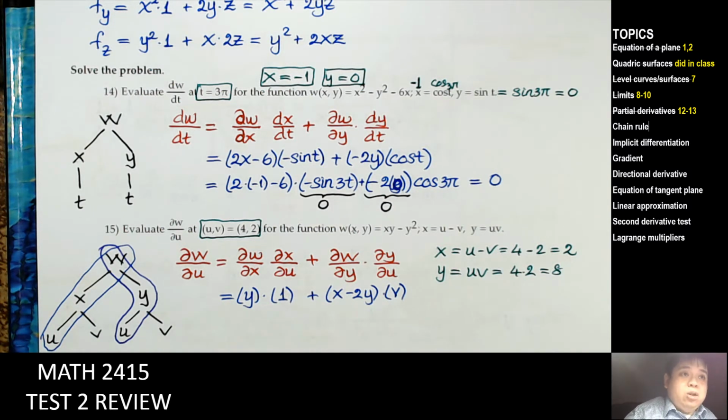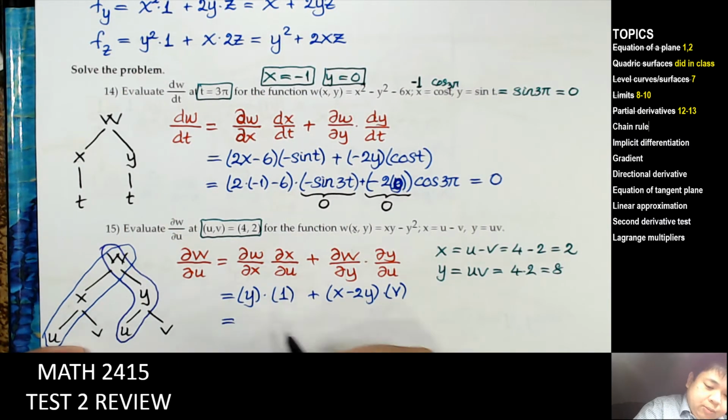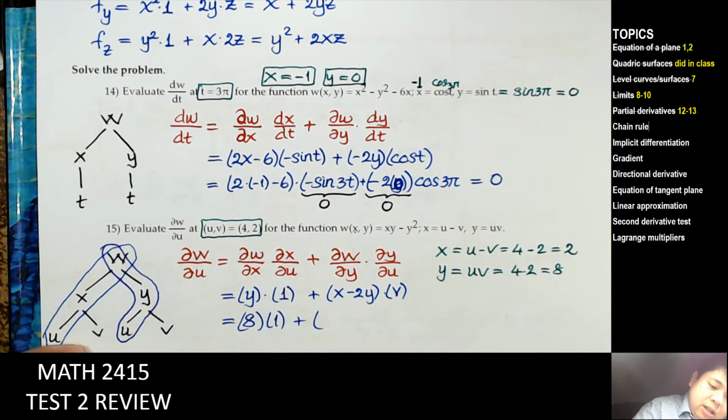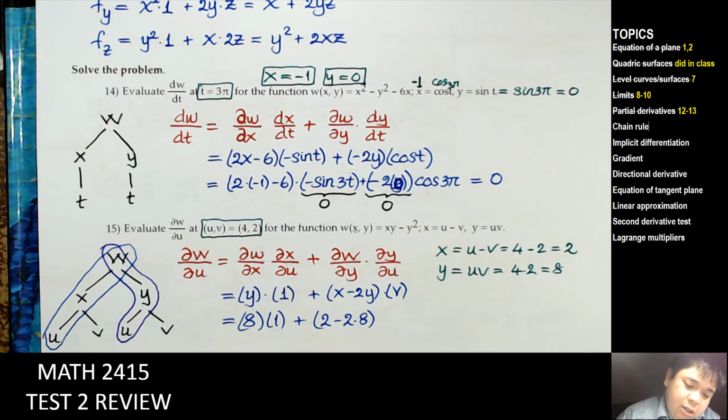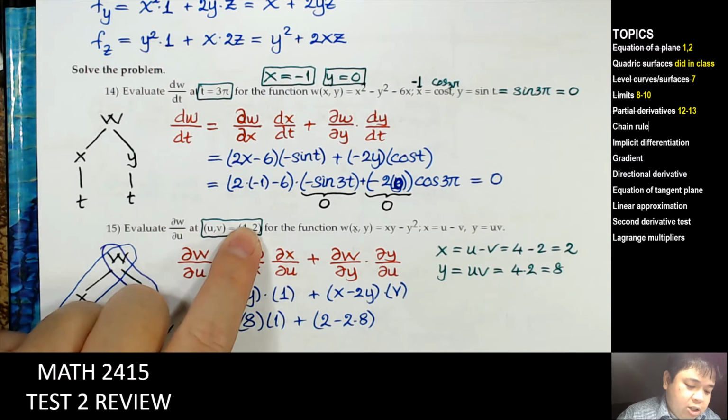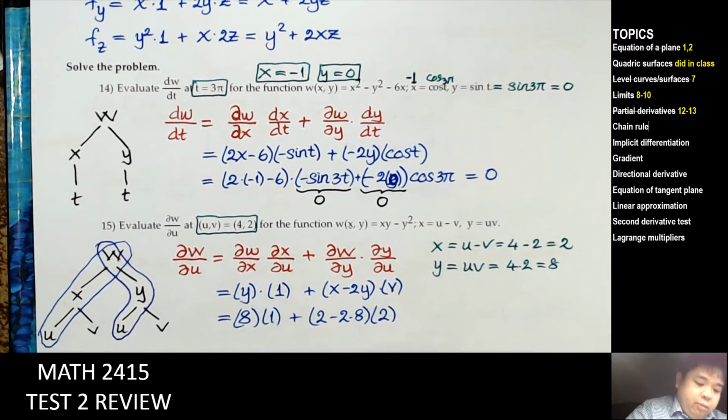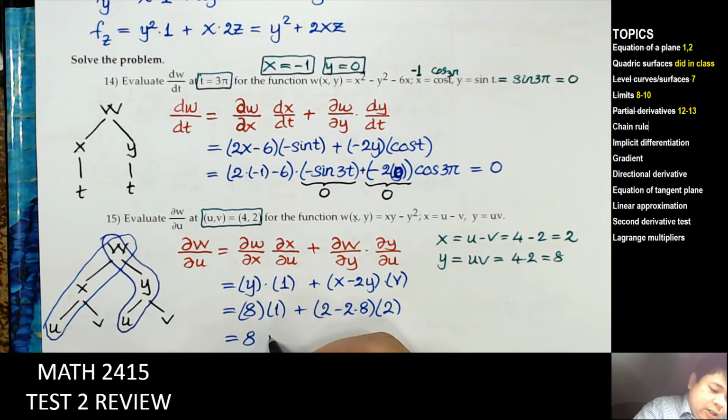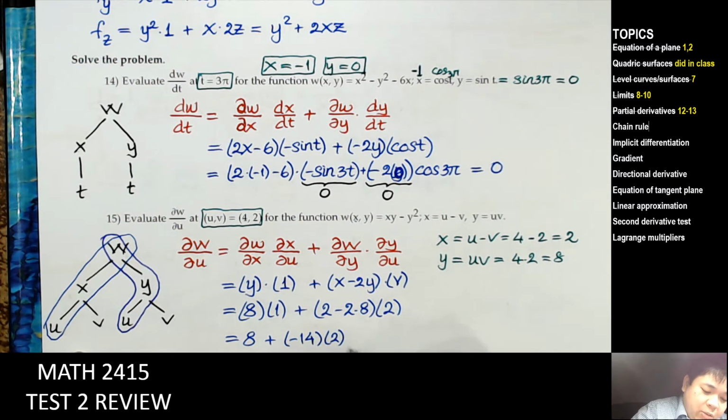And then we substitute back into the problem. Y 8 plus x 2 minus 2 times 8 times v. V is 2. So we have 8 plus 2 minus 16, so that's minus 14 times 2, minus 28 plus 8, minus 20.